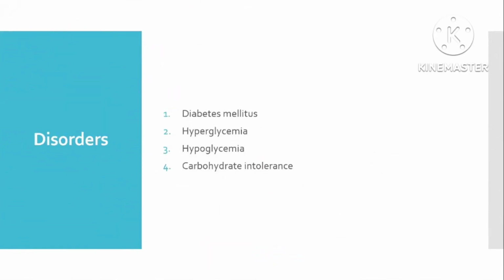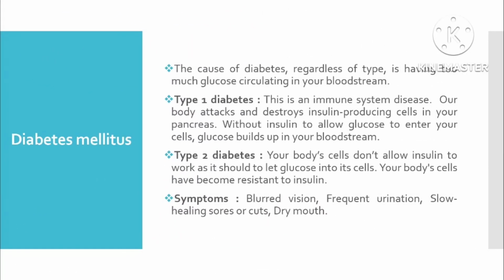Disorders of carbohydrates. There are four main disorders of carbohydrates. The first one is diabetes mellitus, the second is hyperglycemia, the third is hypoglycemia, and the fourth is carbohydrate intolerance. The first disorder is diabetes mellitus. Diabetes mellitus is a group of diseases that results in too much sugar in the blood, that is, a high blood glucose level in our blood.